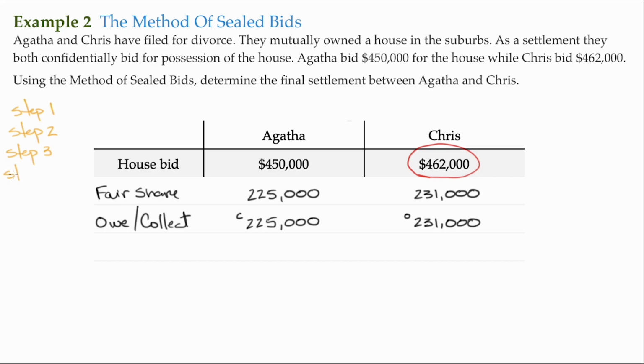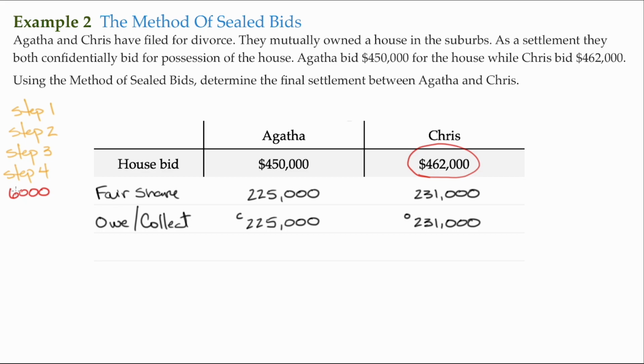Now, step 4 is then looking for a surplus. Now, as we can see, Chris is going to put back into the settlement $231,000. Agatha is going to collect $225,000. The difference between the two is $6,000. So that's our surplus. Keep in mind, he's paying back into the settlement $231,000. She's taking out $225,000, leaving $6,000 as our leftover, as our surplus.